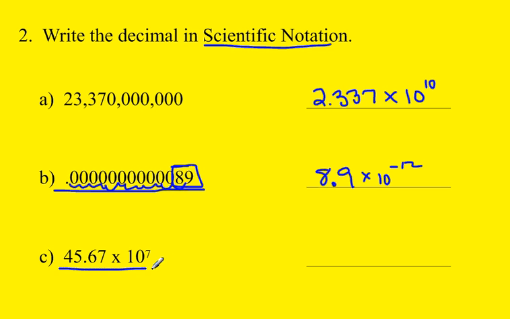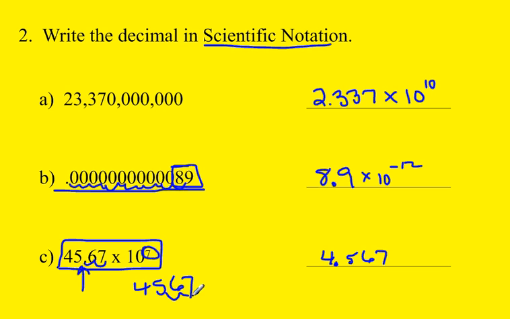And then this one looks like it's already in scientific notation, but it's not because the first number is not between 1 and 10. So rewrite it as 4.567. So write everything you see, but put the decimal after the first number. And then you're going to have to change this 7 to something else. My suggestion is write this as 10 to the 7th right away. You can do it in your head too, and I'll explain how to do that in a second.